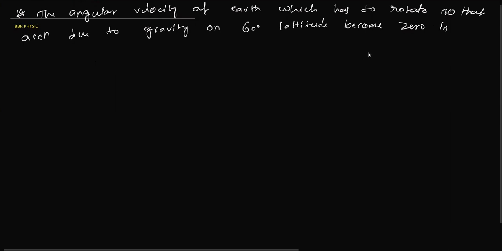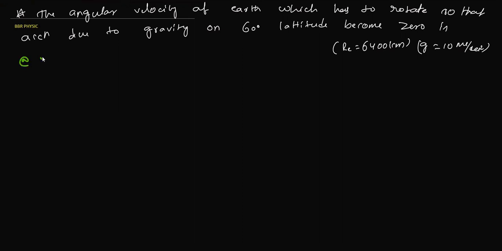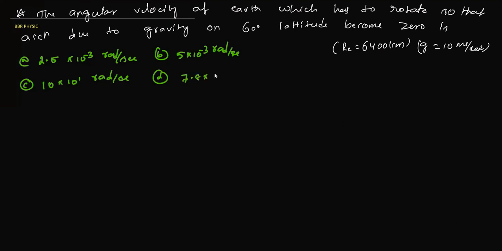In the brackets they mentioned that the RE value must be given, meaning RE equals 6,400 kilometers, and g equals 10 meters per second square, which they mentioned in the question data. The options they gave are: Option A, 2.5 into 10 raised to minus 3 rad per second. Option B, 5 into 10 raised to minus 3 rad per second. Option C, 10 into 10 raised to 1 rad per second. Option D, 7.8 into 10 raised to minus 1 rad per second.